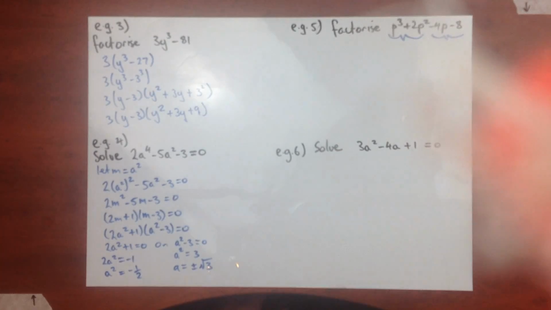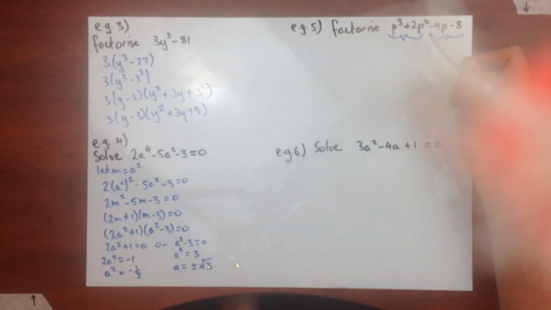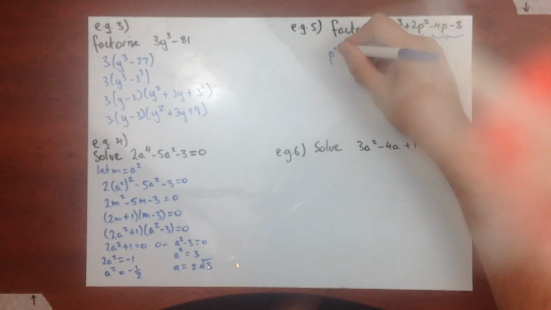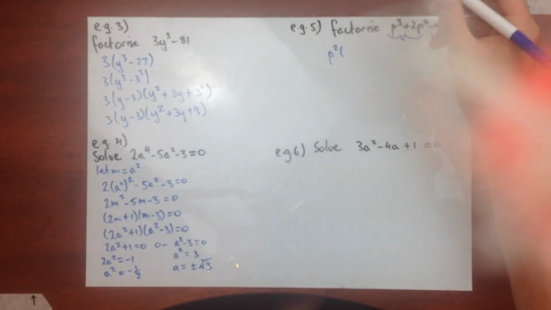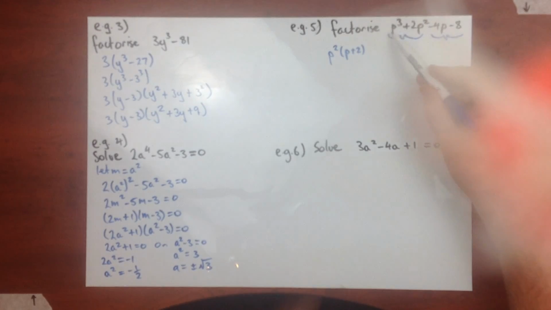Okay, and this one's quite a nice little example. So what we can do is look at our first group here, and obviously we've got a common factor of p squared, which we're going to take out. So we've got p squared outside of p plus 2. So we're going to have a p left over here and our 2 left over.